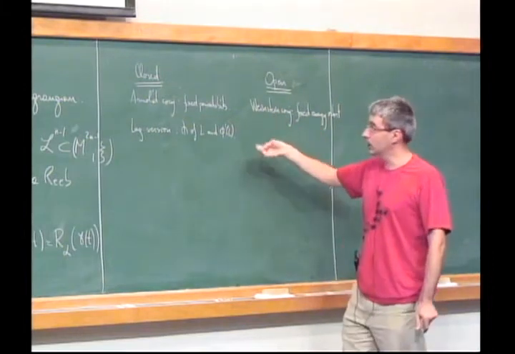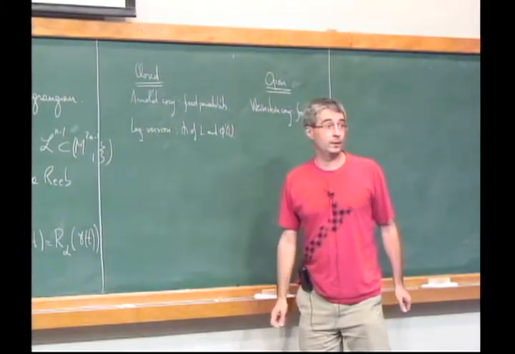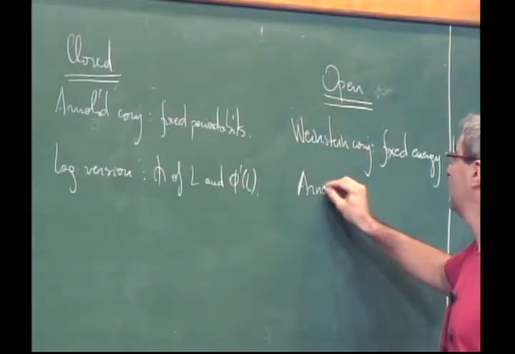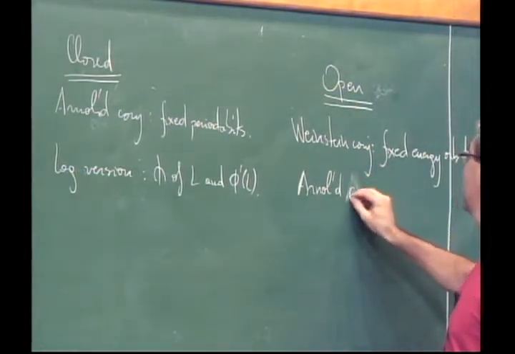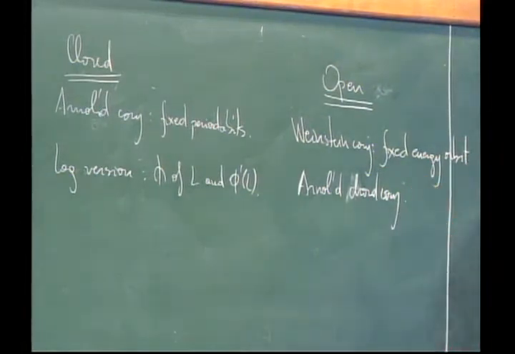So the analog to the Lagrangian version would be to look for a Reeb chord. So that would be an Arnold chord conjecture. So we're looking for a chord on a fixed energy level.